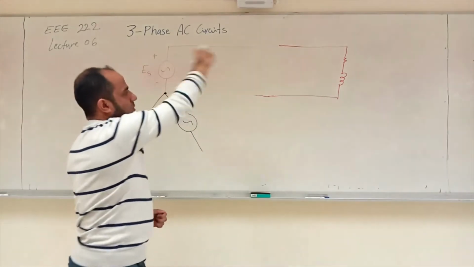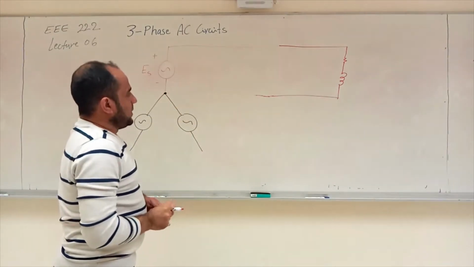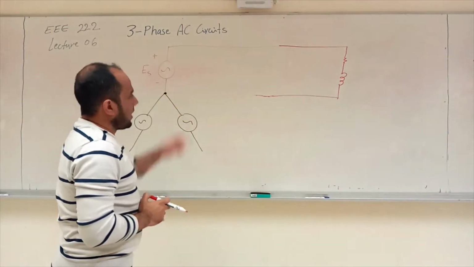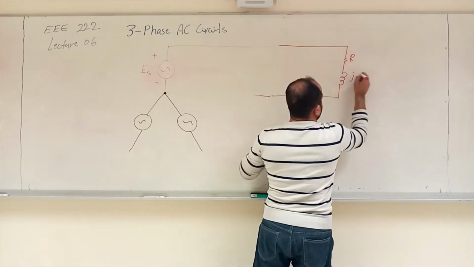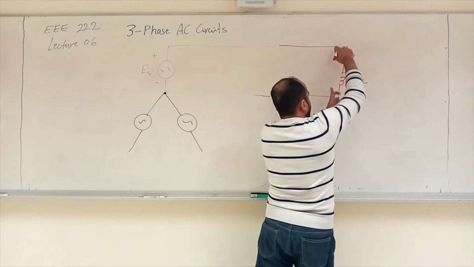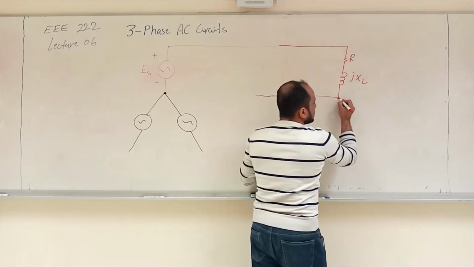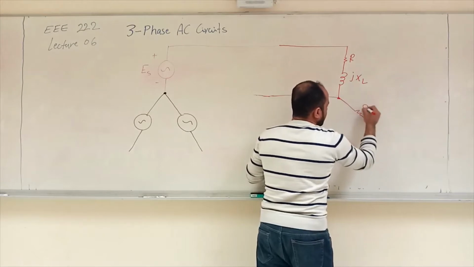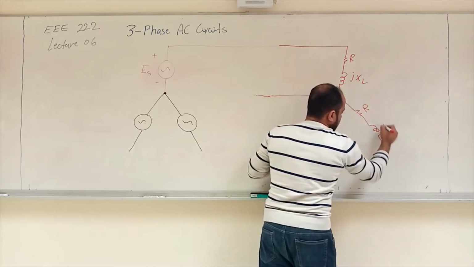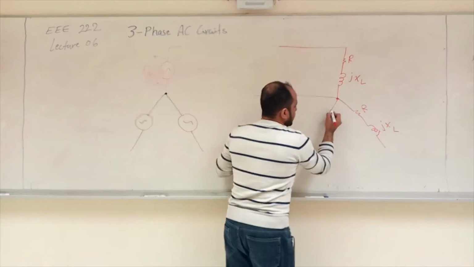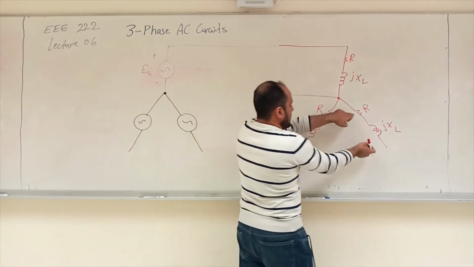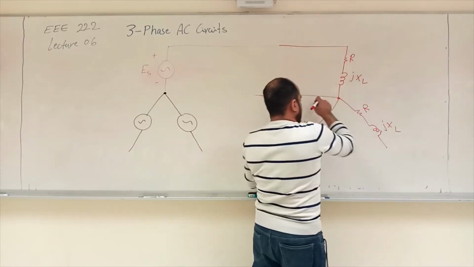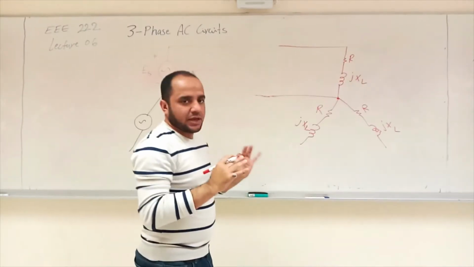So far, what is being drawn in red is a single phase. That's a resistance R with jXL, one load. I'm going to bring another two loads, R with jXL, and the third one, R with jXL. Typically these three are identical. They are the same, R plus jXL.